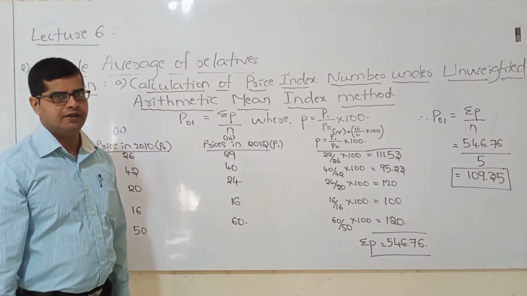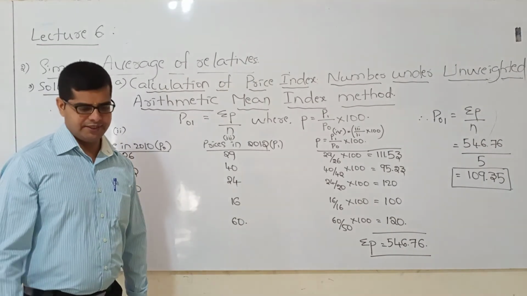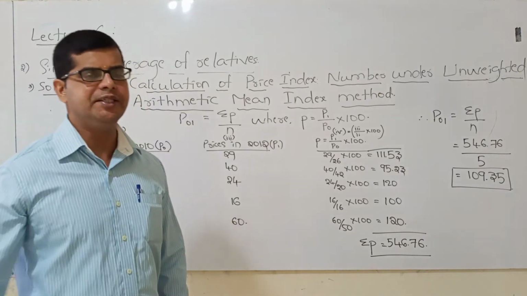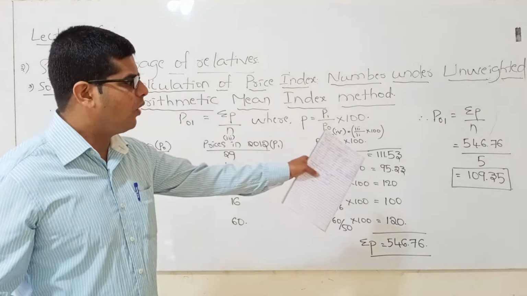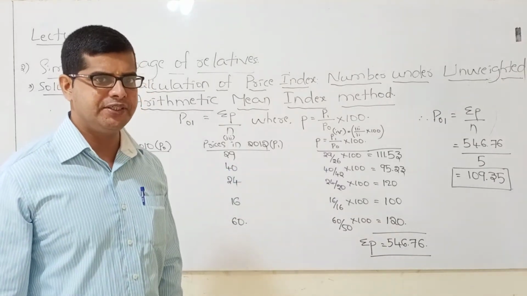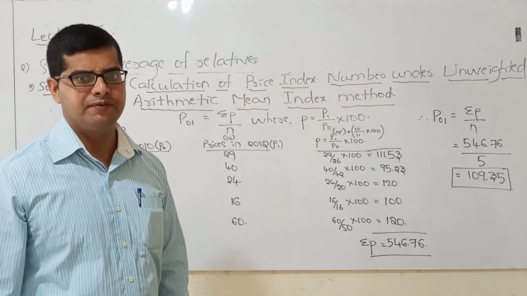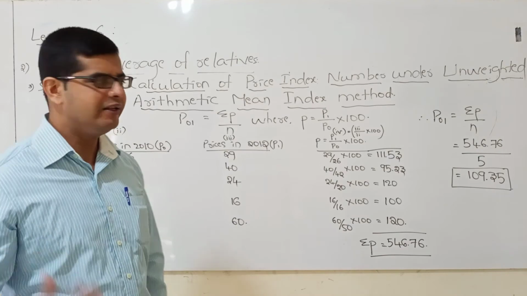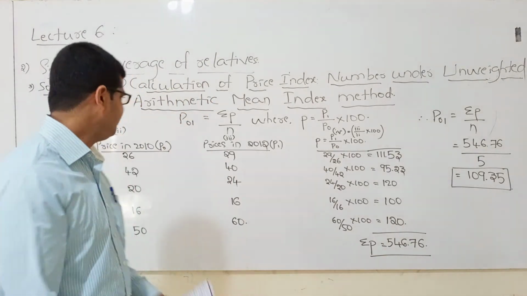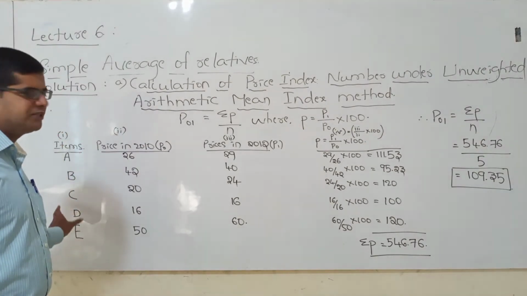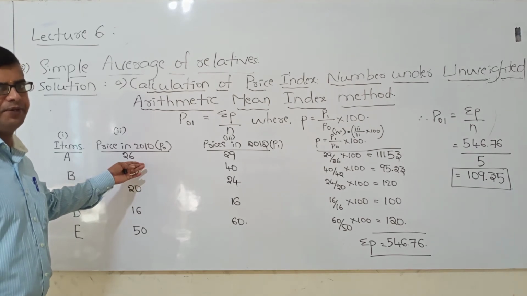109.35% change. So that means what? The relative change in the prices of the commodities of the year 2012 is 109.35%, comparing that with the base year, that is 2010. So in 2012 there is a 109.35% change. In what? In the prices of the commodities A, B, C, D, E, taking 2010 as the base.